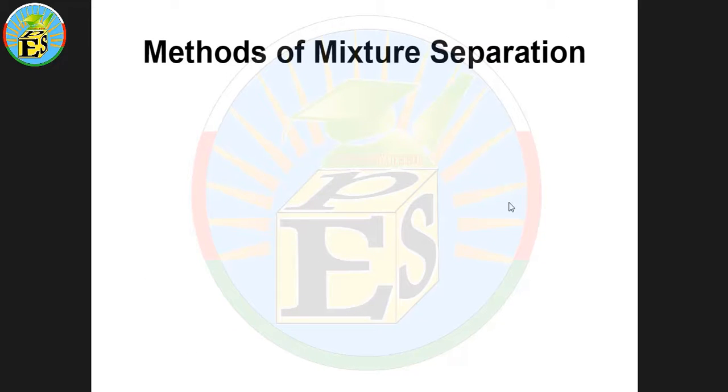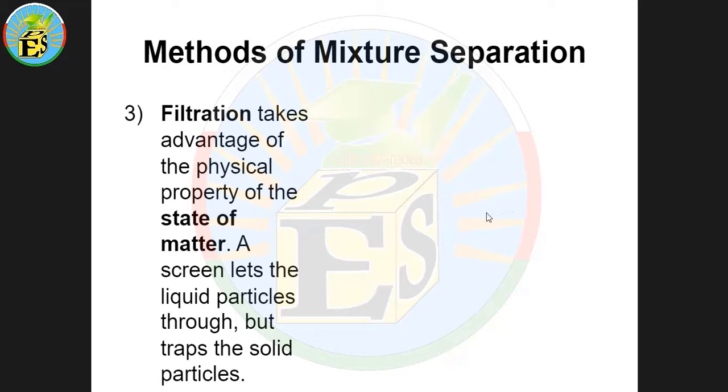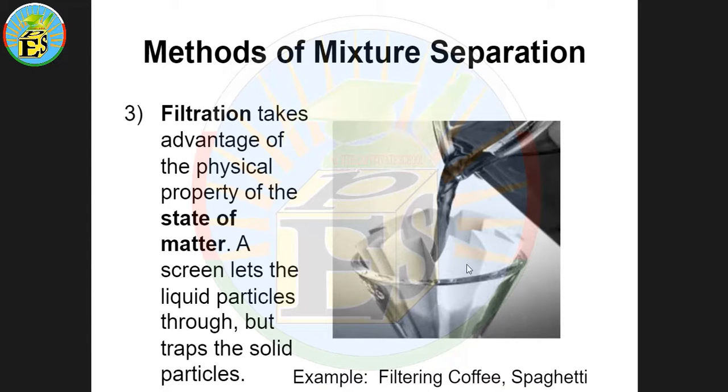Methods of mixture separation also. The third one is filtration. It takes advantage of the physical property of state of matter. A screen lets the liquid particles through but traps solid particles. For example, filtering coffee or spaghetti. This is a filter for the coffee. The water and small particles pass through the filter, but solids of relatively big size are captured inside the filter paper.